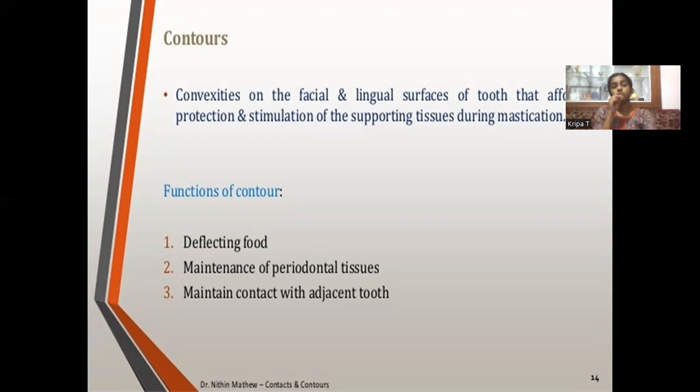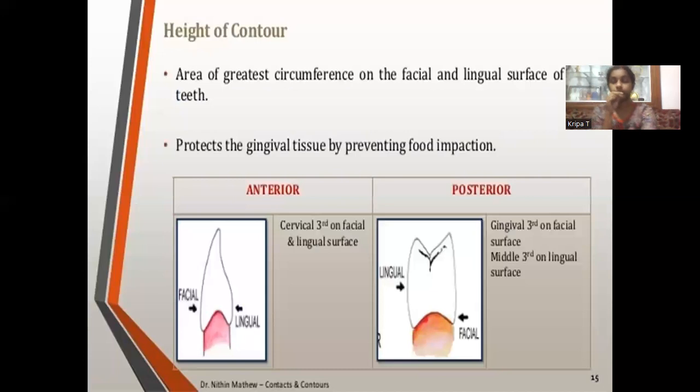Then only you can restore it in the physiological way. Next is about contour. The convexities on the facial and lingual surface of the tooth afford protection and stimulation of supporting tissues during mastication. So contour helps in deflecting food, maintaining the periodontium, and maintaining a contact with the adjacent tooth.